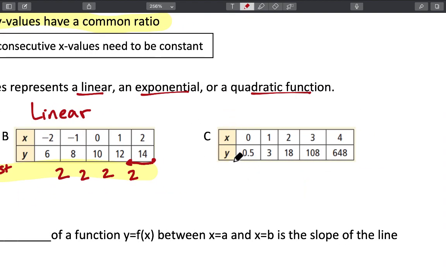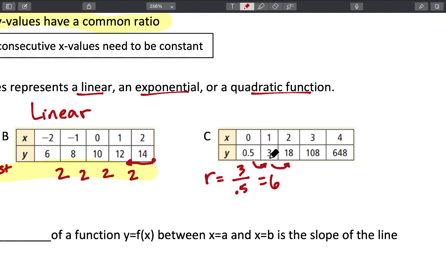And we can see that our y values go from 0.5 to 3 to 18 to 108 to 648. They're jumping up by quite a bit. I'm going to test and see if there is a common ratio. So a common ratio, remember, can be found by taking the second term and dividing by the first term. 3 divided by 0.5 is equal to 6. Now, see if that is a common ratio between all terms.